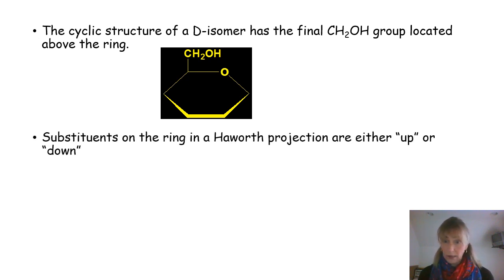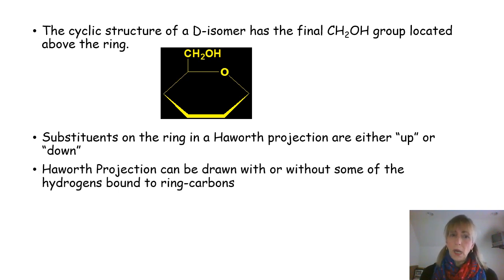We're not seeing substituents yet. Substituents on the ring in one of these Haworth projections are going to be either up or down. Substituents are hydrogens and hydroxyl groups, so they're going to be up or down. So we have to add those to the mix here.